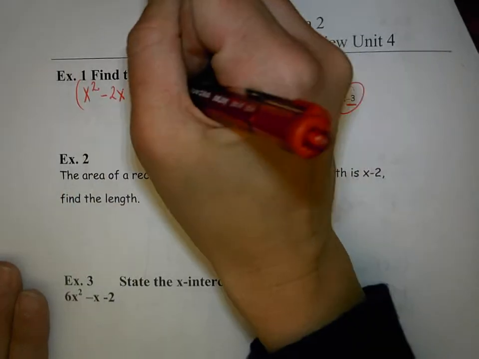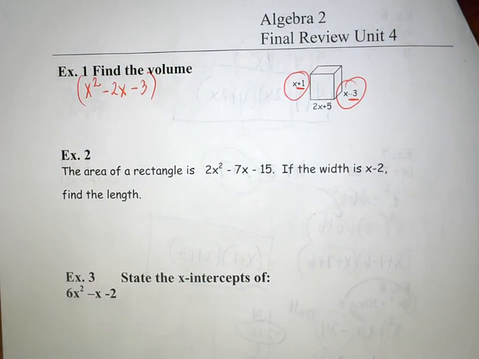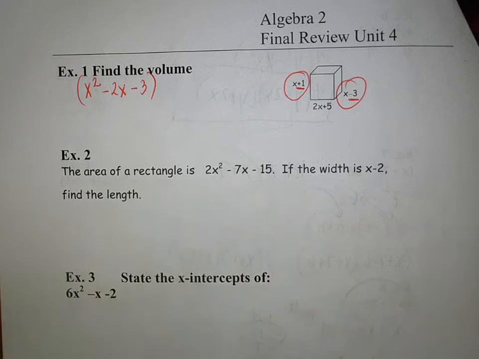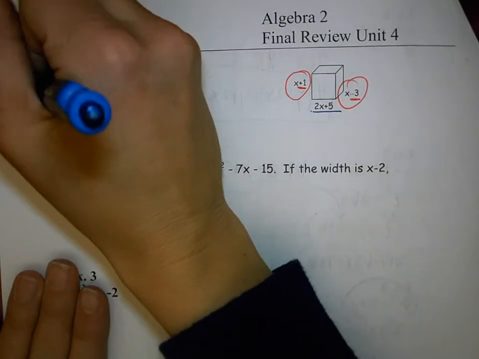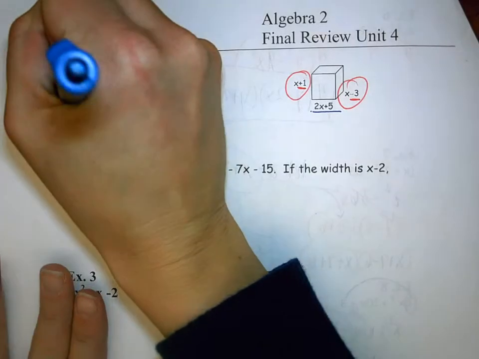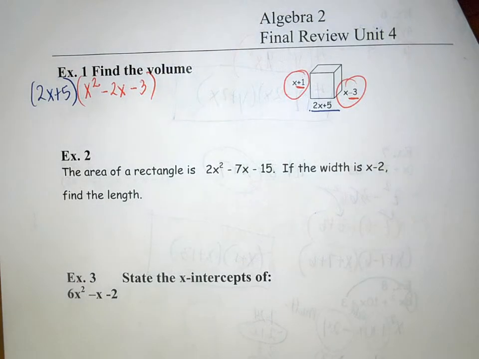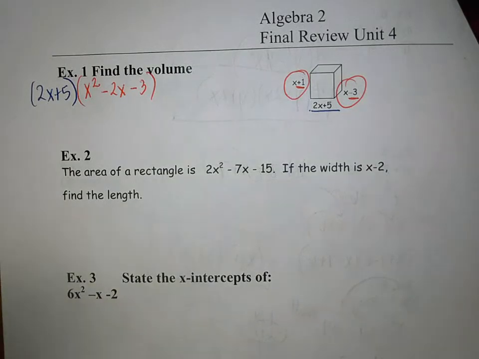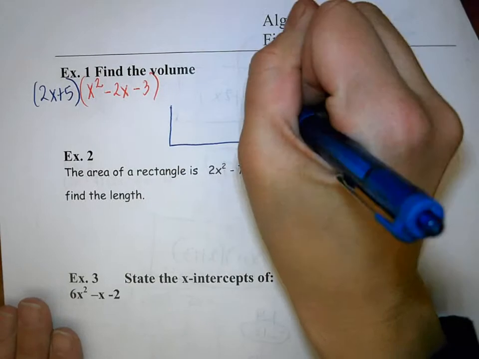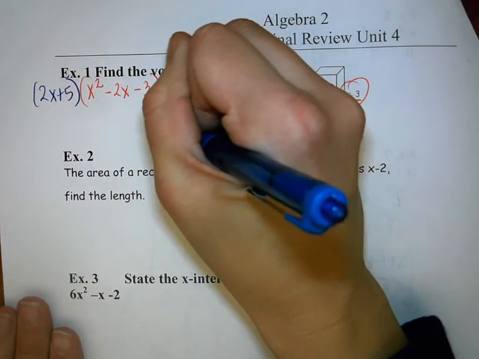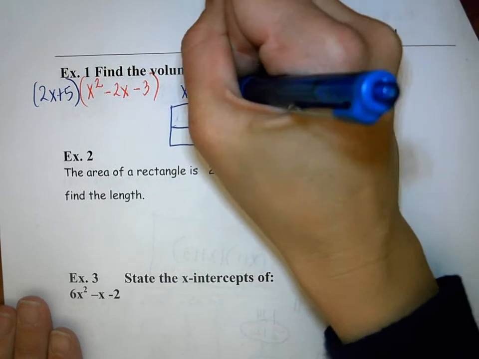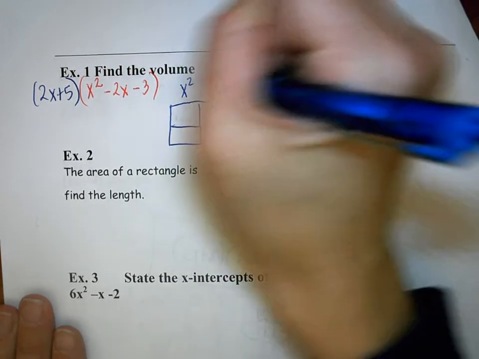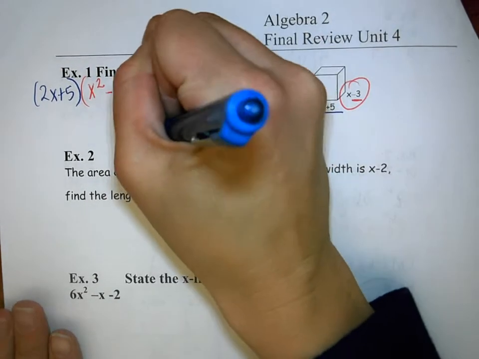That's fine. Now I'm going to take that and multiply it by 2x plus 5. And this, I probably would use a box to be safe. We would need what size box? 3 by 2 or 2 by 3, however you want to say it. So we have x squared, negative 2x, a negative 3, and 2x, and a positive 5.